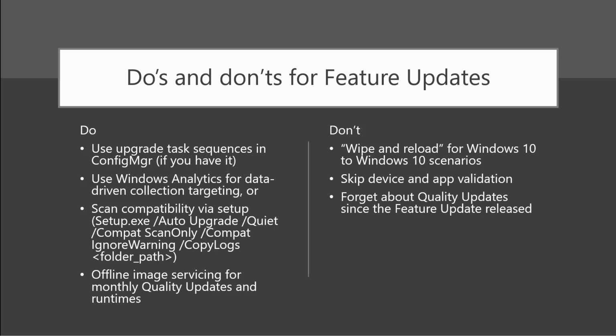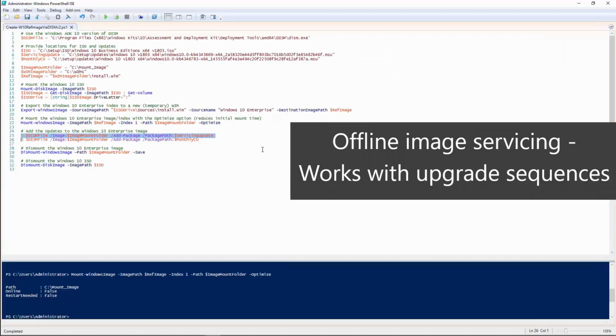Don't skip device and app validation, and don't forget about quality updates. Since the feature update was released, you can inject those into an offline image so that the second that machine goes up to date or gets upgraded, it will have the latest security patches and capabilities in it.